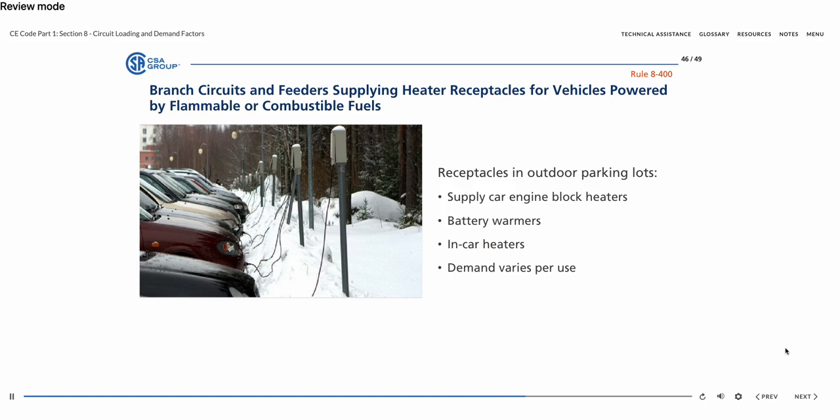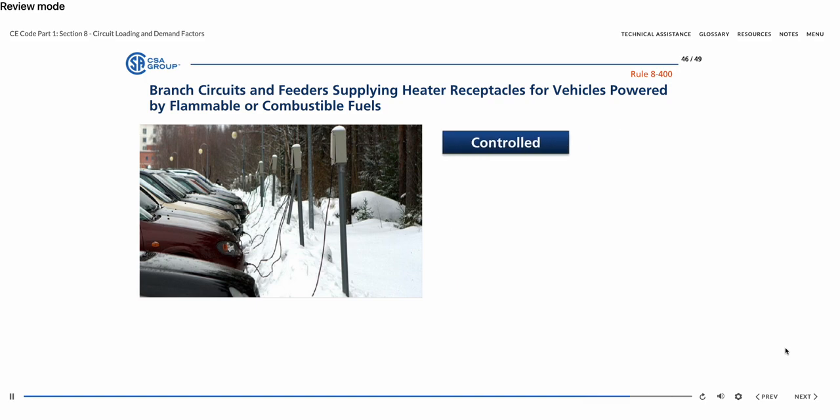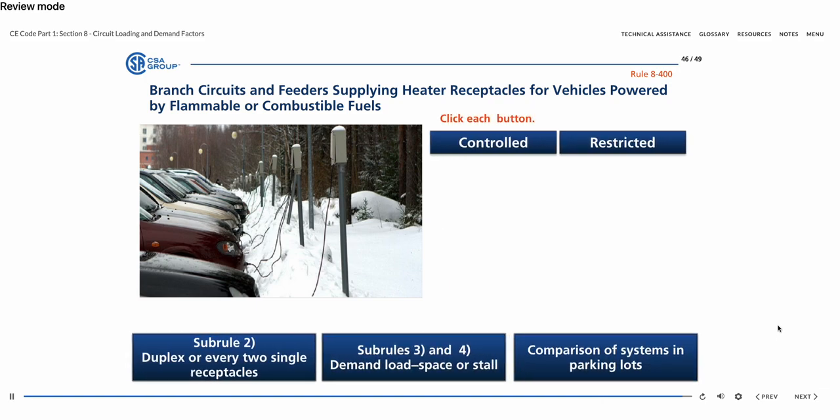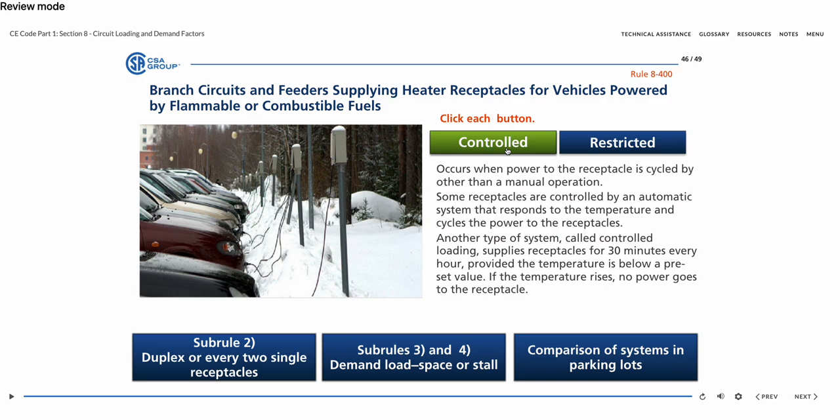While learning about Rule 8-400, it is important to remember the following two definitions: controlled and restricted. Controlled is the power to the receptacle is cycled by other than a manual operation. Some receptacles are controlled by an automatic system that responds to the temperature and cycles the power to the receptacles. Another type of system, called controlled loading, supplies receptacles for 30 minutes every hour, provided the temperature is below a preset value. If the temperature rises, no power goes to the receptacle.